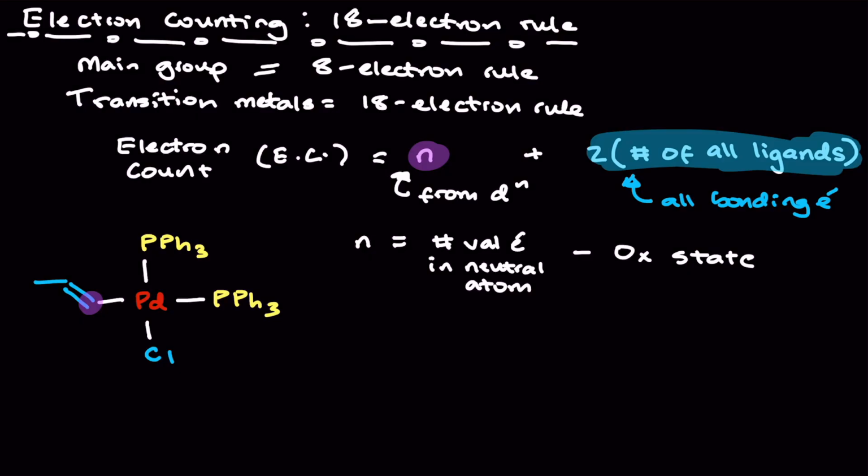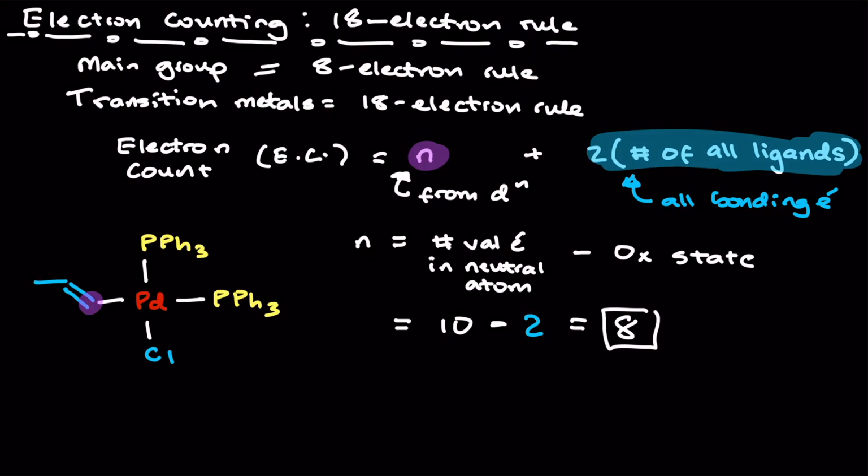All right, so once again, the value of N, we need to find that, and then we sum that with all the bonding electrons in this complex. So we're still dealing with palladium, so the number of valence electrons in the neutral atom is still 10, but the oxidation state of this palladium is now 2, right? Because we have 2 X-type ligands that contribute 2 to the overall oxidation state of the palladium, which means that there are 8 unshared electrons around the palladium.